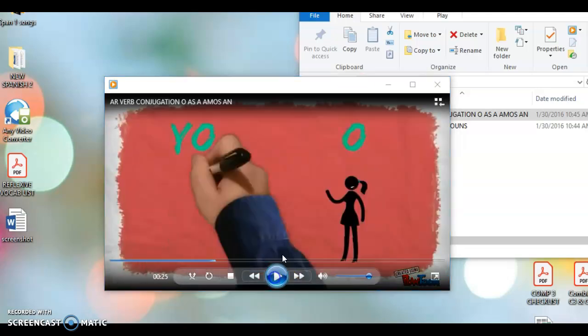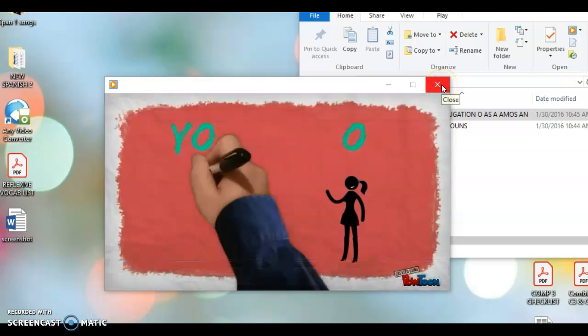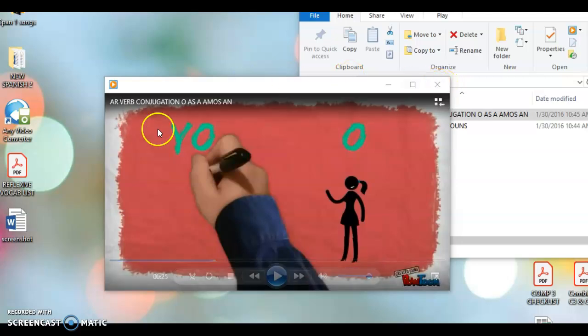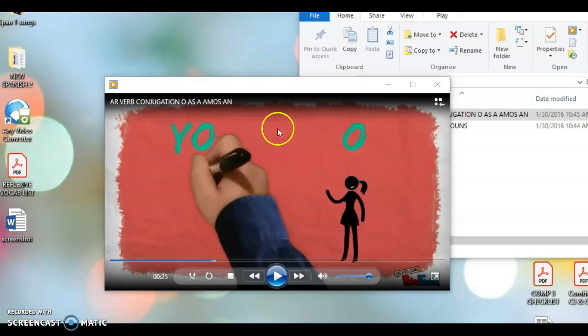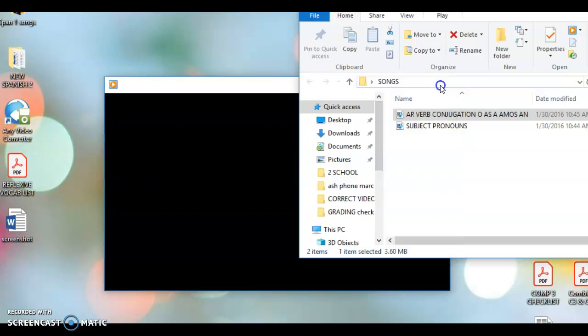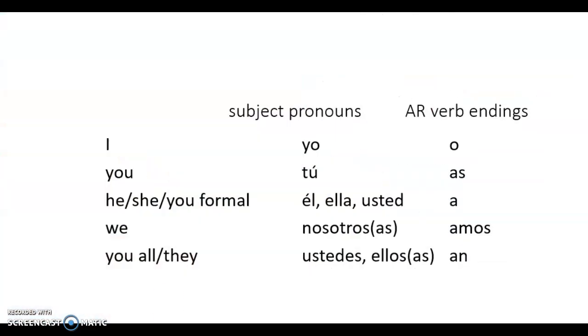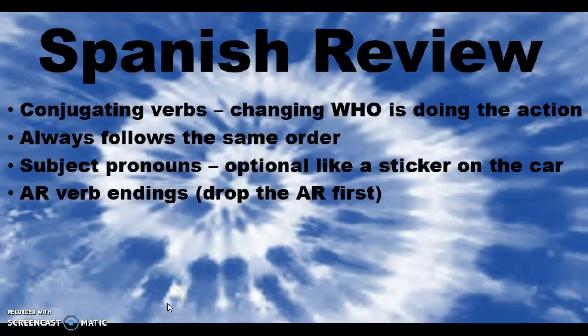Come on. Okay, and you should remember, drop the AR, that goes in its place. The yo right here is totally optional, but the o at the back of my verb is telling me who is doing the action, and that is going to be I. Okay, so that's a quick review of that stuff.